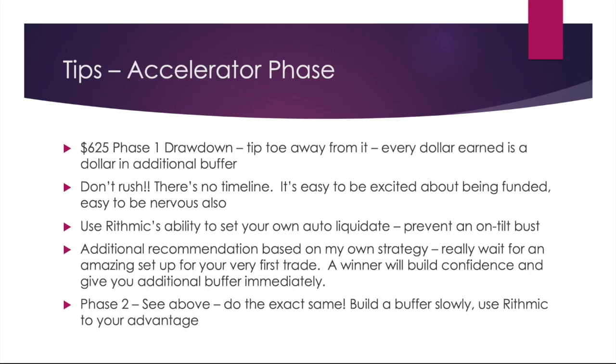Okay, so getting to the funded accounts, we'll go over the Accelerator account first, then I'll give you some tips for the investor account as well. So you have a $625 drawdown to start with. You get funded, you go through the whole thing, you're ready to go. My advice is just tiptoe away from it. Don't go for a big home run day one. Don't try to be, okay, my goal is to get to $2,000 in profit for phase 1. I mean, yeah, that's the goal, but just tiptoe away.